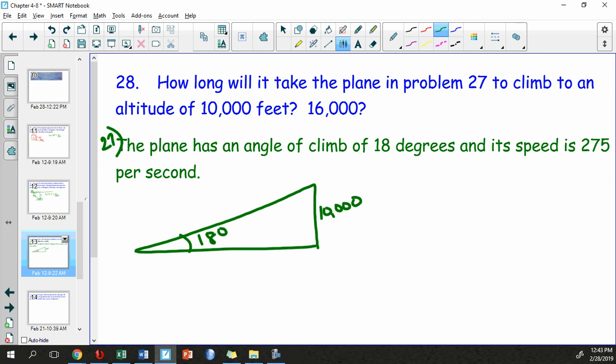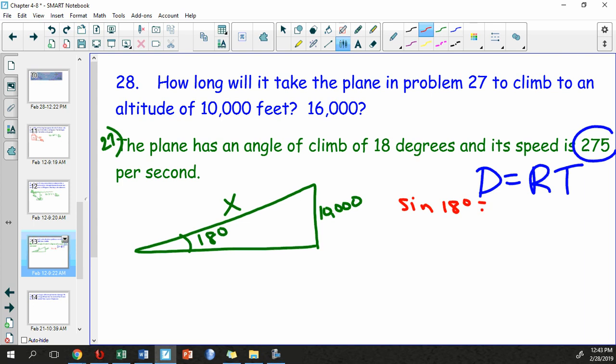I need to know this distance. You know why I need to know that distance? Because distance is equal to rate times time. And at that point, I then can use the 275. Do we all understand that? So I need to know this distance, which we're going to label to be x. What trig function deals with that? Sine. So I have the sine of 18 degrees is equal to my opposite 10,000 over my hypotenuse x, correct? So at this point, I'm going to have x is equal to 10,000. I'm going to go ahead and divide by the sine of 18.